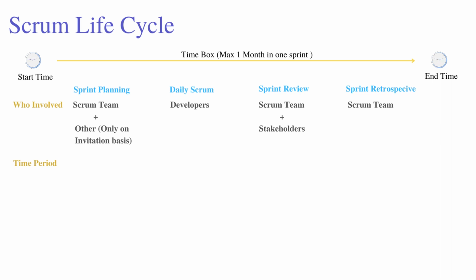Now let's see the time period for these activities. Sprint planning, a one-time activity, maximum 8 hours during a sprint. Daily Scrum, daily 15 minutes. You can say a stand-up meeting between developers. Sprint review, to see the output, a maximum 4 hours activity. Sprint retrospective, a maximum 3 hours activity.